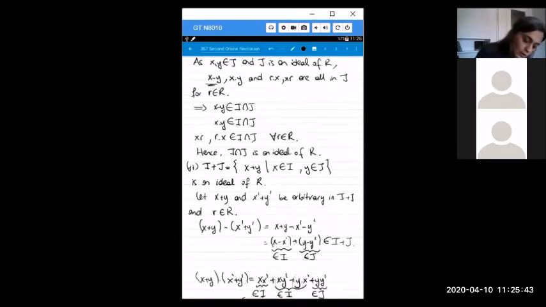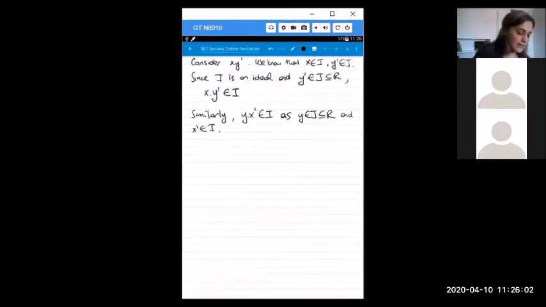Okay? So this whole part from the left lies in I, and this part lies in J, meaning that the product of these two elements from I plus J lies in I plus J. Okay? So the second condition is satisfied. These are the conditions for being a subring.